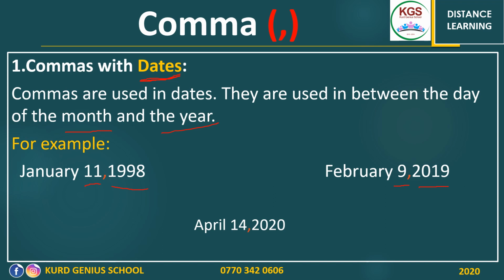The third example, April 14, 2020. As you see, we put the comma between the day of the month and the year. The day of the month is 14 and the year is 2020.